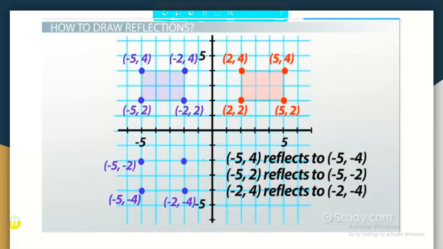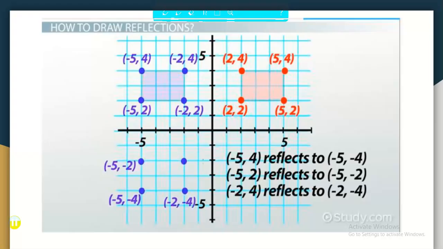Each image point should be the same distance from the y-axis as the original point. For example, C is 2 units to the left of the y-axis, so its image C' should be 2 units to the right of the y-axis. 3. Write down the coordinates of each image point. Each point (x, y) becomes (-x, y).